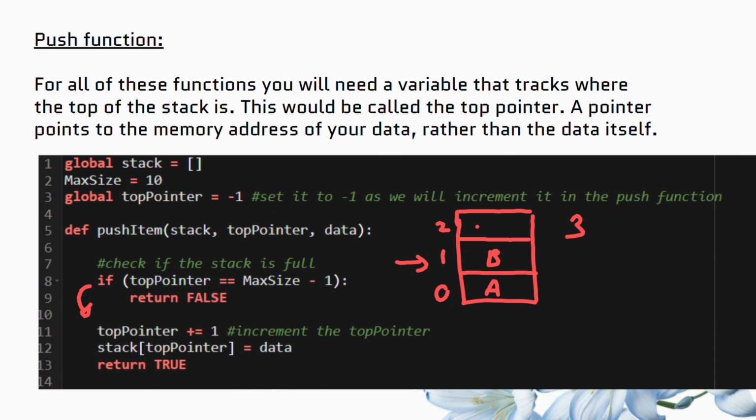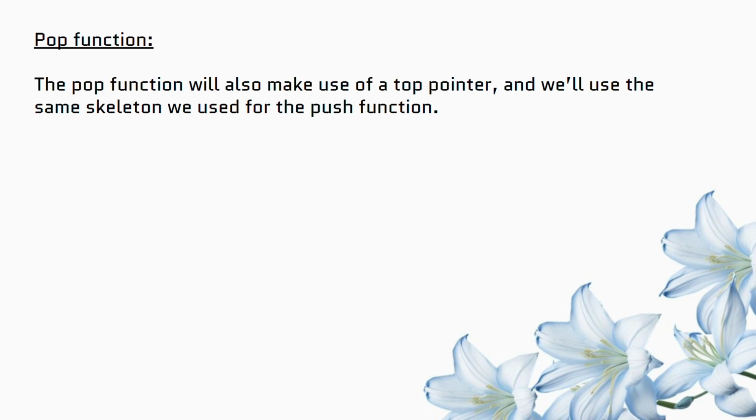We then increment top pointer. So top pointer is now pointing here. And we add the data. And let's say the data was C, right? We're adding C to the top of the stack. Nice and simple. So how does a pop function work?